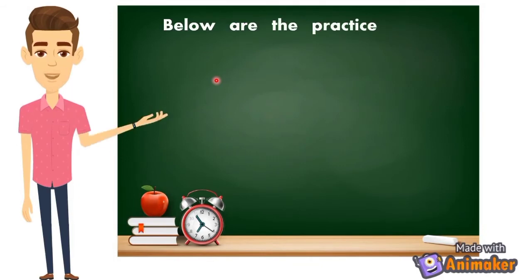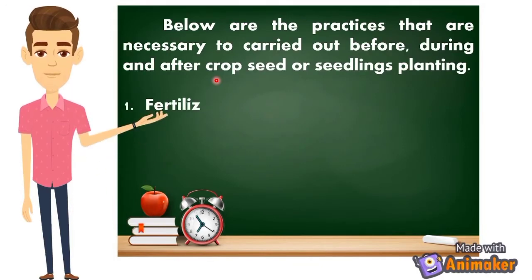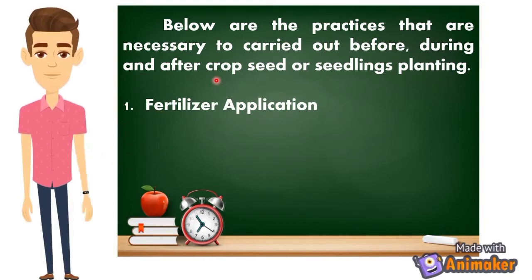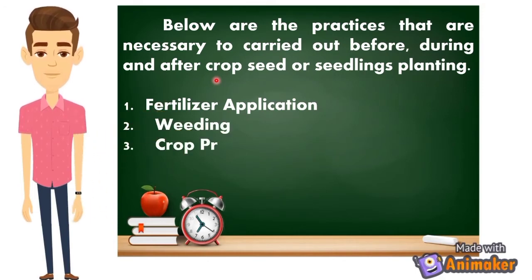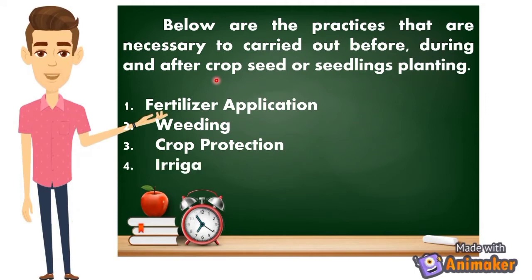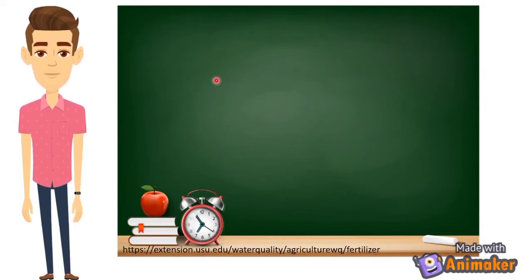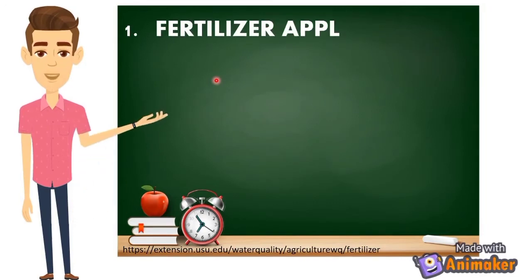And below are some of the practices that are necessary to carry out before, during, and after crop seed or seedlings planting. So the first one is the fertilizer application, the second one is weeding, the third one is crop protection, and the fourth one is irrigation and drainage. So let us discuss first the first one, which is the fertilizer application.